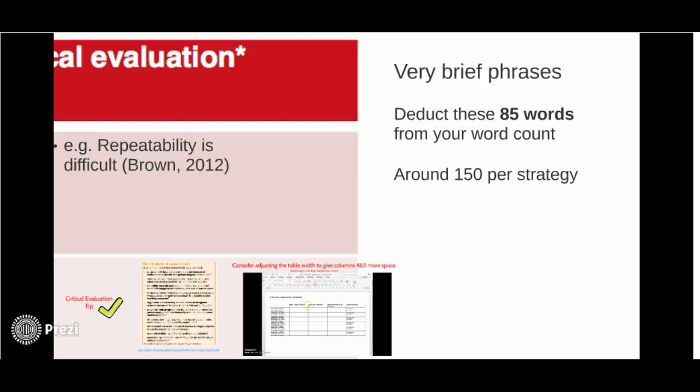You can also deduct the 85 words which are in the template from your overall word count. And this table has a suggested word count of 900 words, or about 150 to 160 for each strategy, for each row across your column. Have a chat to your ELA and the rest of your team if you're having trouble cutting back the word count for this task.